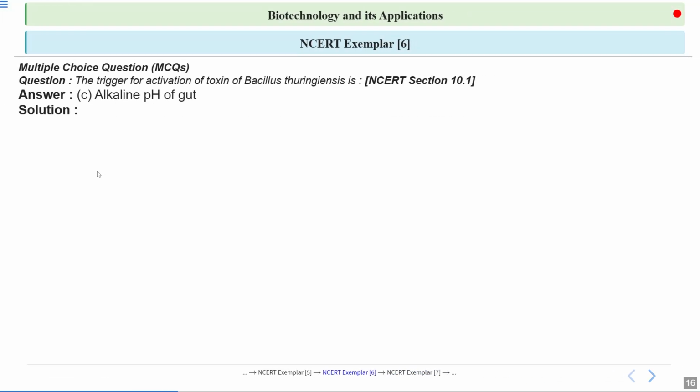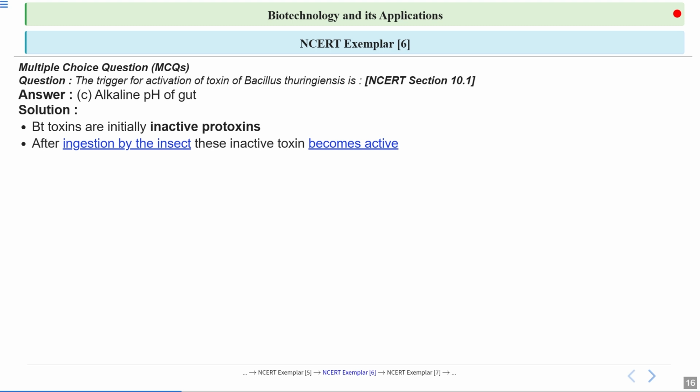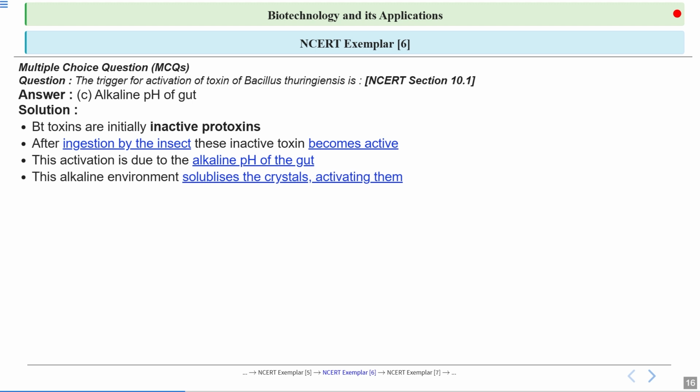The answer is, as I said in the previous question also, alkaline pH of the gut, which is responsible for making this protoxin into toxin. Bt toxins are initially inactive protoxins. After ingestion by the insect, these inactive toxins become activated. This activation is due to the alkaline pH of the gut of insects which are consuming it. So this alkaline environment solubilizes the crystal, activating them. This Bt toxin, as I said, is inside a protein crystal.